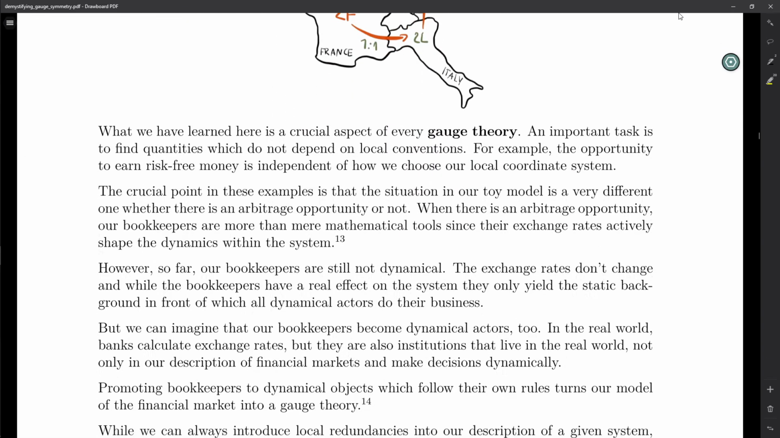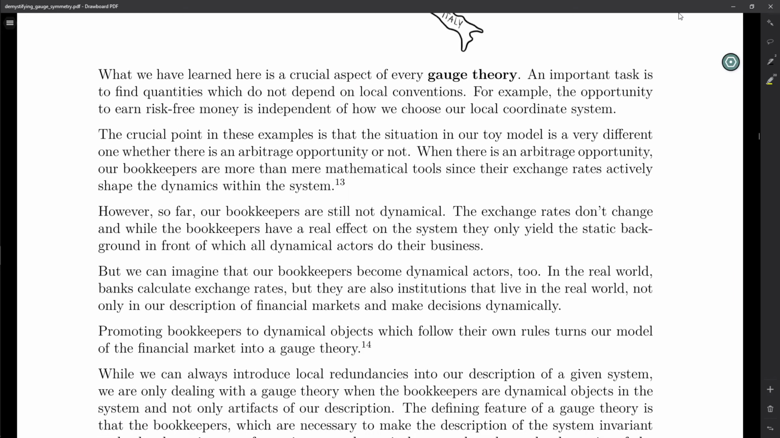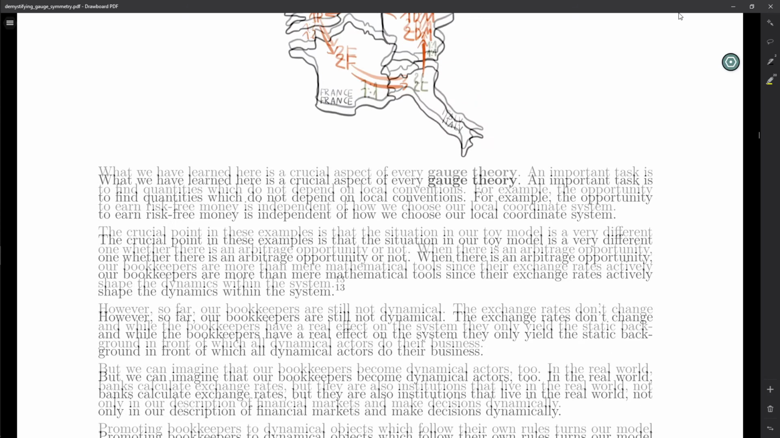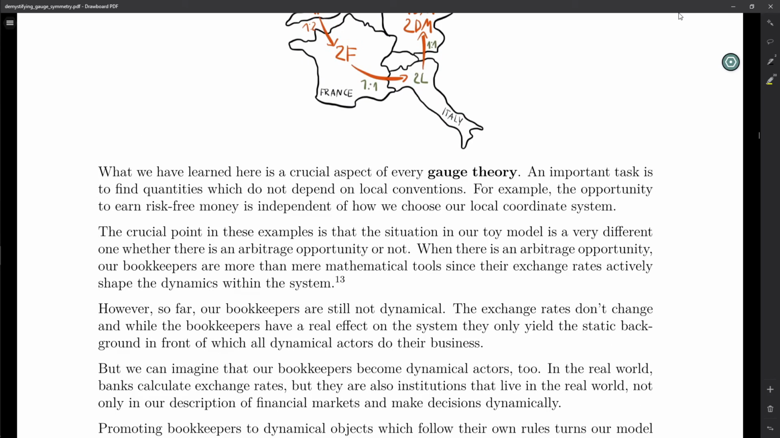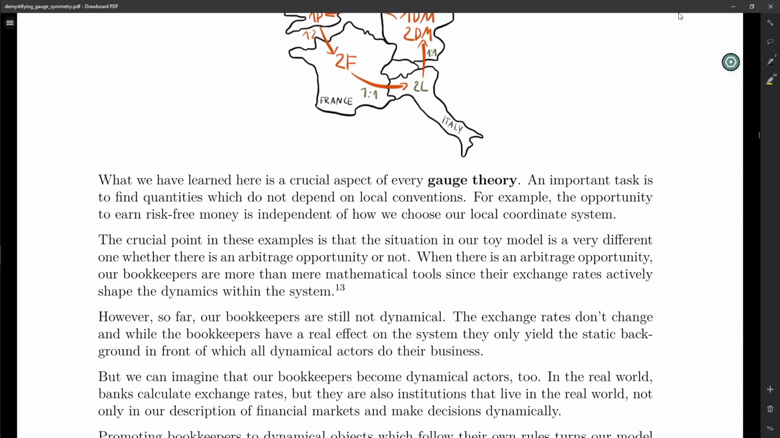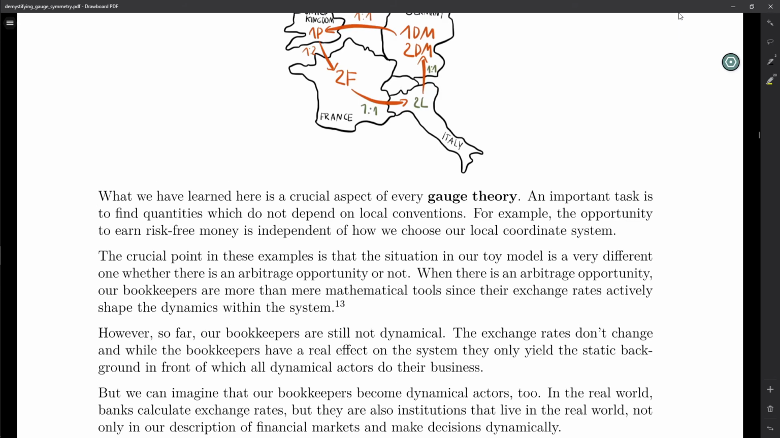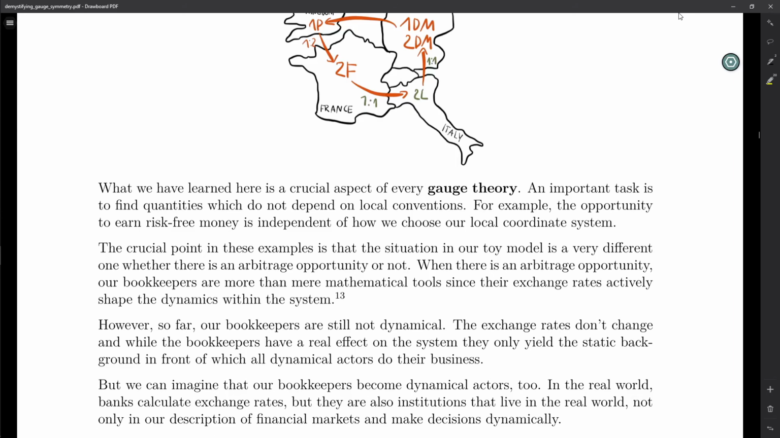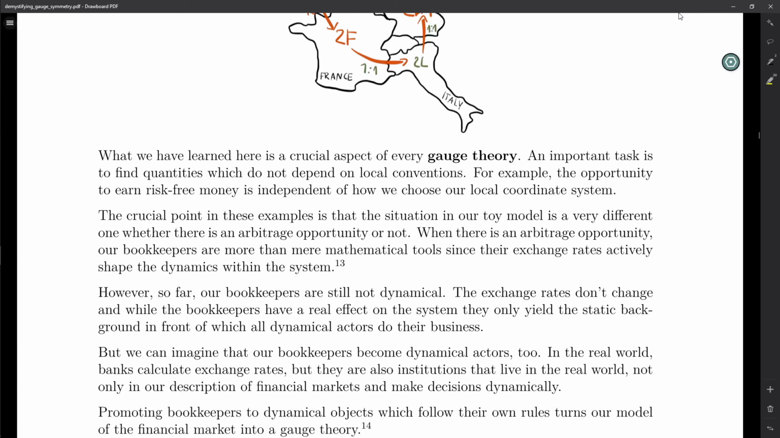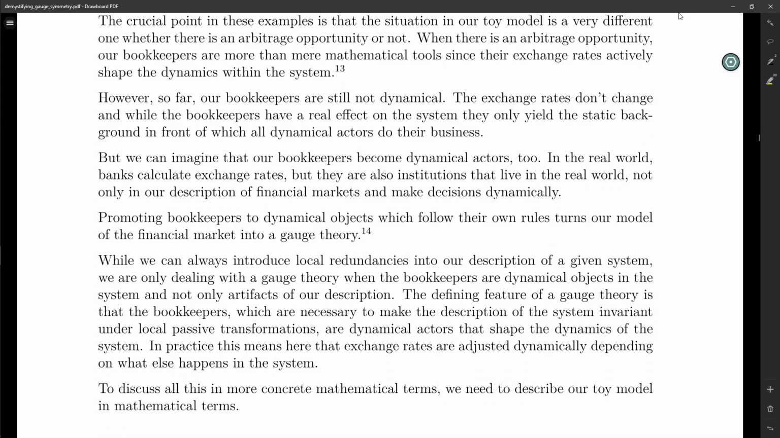So again, the point that the author is trying to drive here is that these exchange rates that are being automatically updated are very crucial to this even being considered a symmetry. These bookkeepers, these imaginary entities that are automatically updating the exchange rates, are crucial to our system. They are important, but not dynamical entities yet. The next example would be what would happen if they are dynamical entities, and all the math that follows from that.